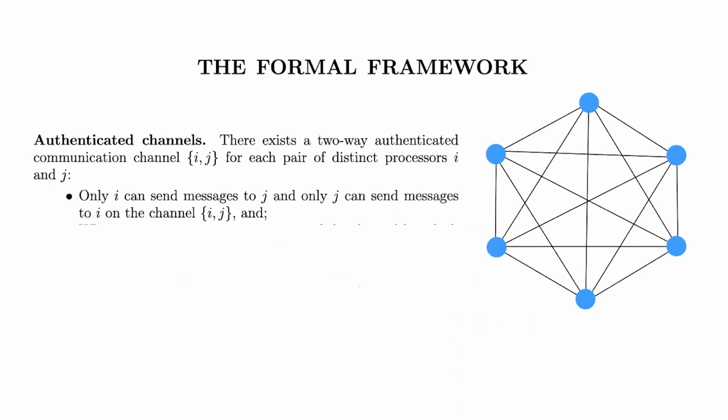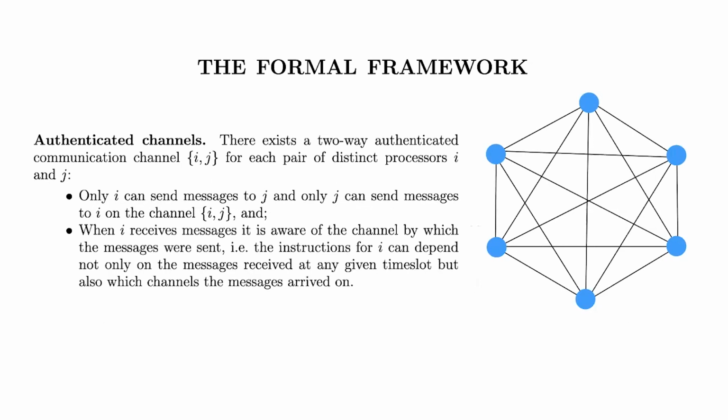And then we have authenticated channels. So there's a two-way channel between each pair of processors. For each pair of processors i and j, we've got a channel ij. The way that works is quite simple. Only i can send messages to j, and only j can send messages to i on the channel ij. And when i receives messages, it's aware of the channel by which the message was sent.